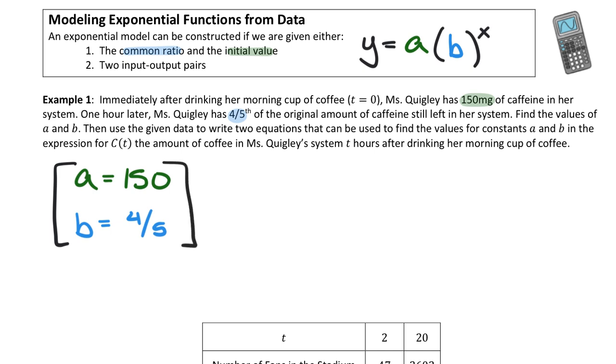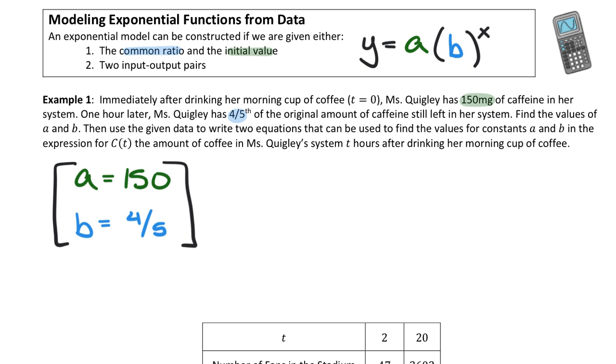Easy peasy. It says then use the given data to write two equations that can be used to find the values for constants A and B in the expression for C of t, the amount of coffee in Miss Quigley's system, t hours after drinking her morning cup of coffee. The reason this sounds so crazy is because this is the wording from one of the FRQs in this class. You will be asked to do exactly this on one of the FRQs. It may not be an exponential function, but that verbiage of use the given data to write two equations that can be used to find the values for the constants A and B, you will see that over and over again.